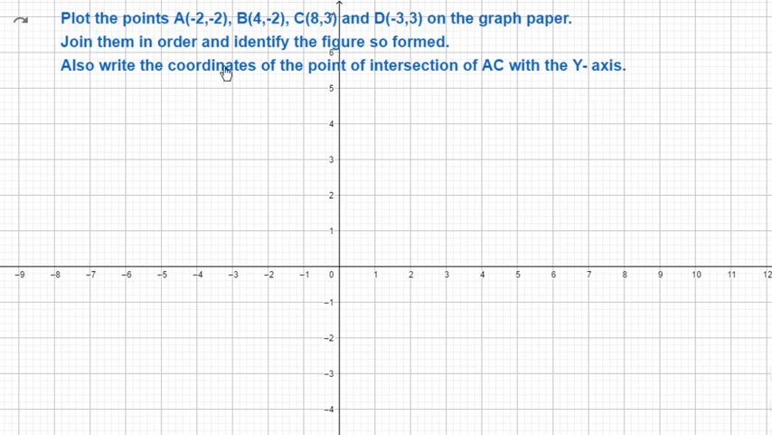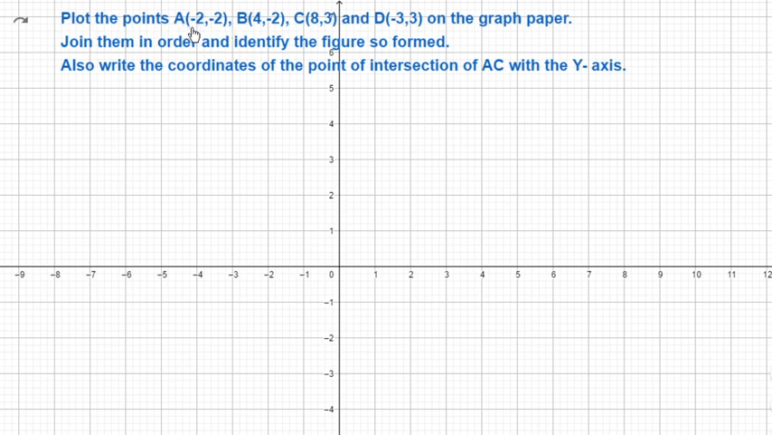So what we have to do is, first of all we have to plot all these points and then join them, and we have to identify the figure, what type of figure it is. So let's start with the first point, that is A. See, this is the ordered pair. As I told you in my previous session, it is written in the form of (a, b), where a represents the x coordinate and b represents the y coordinate.